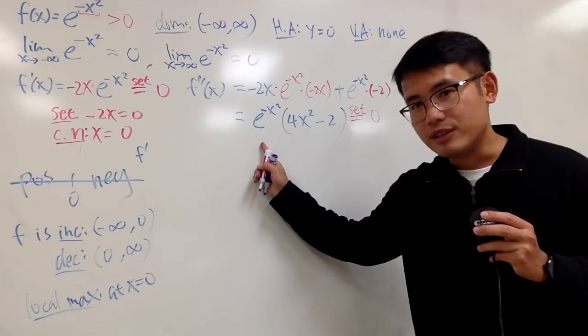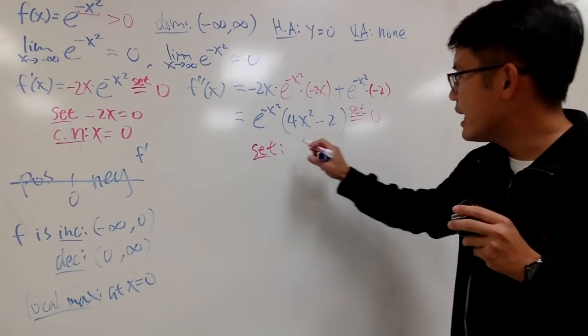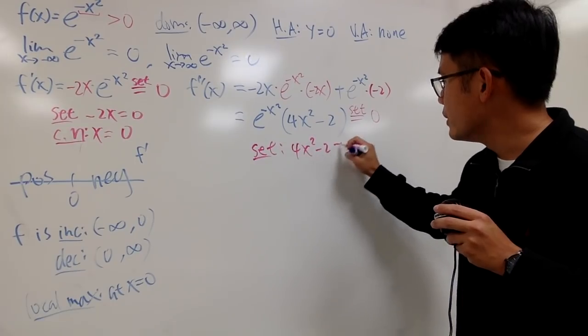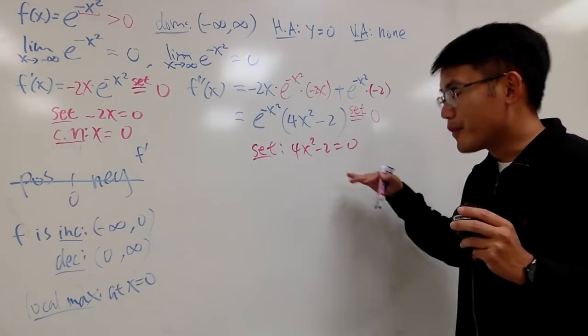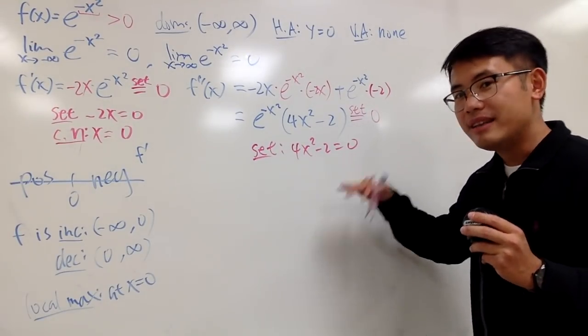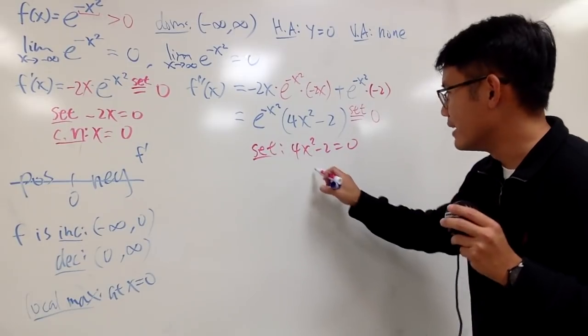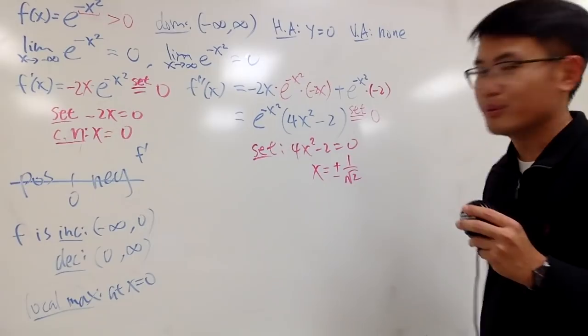This is never 0. This is all we care, right? We set 4x squared minus 2 equal to 0. You can move the 2 to the other side, divide by 4 on both sides, so you are saying x squared is equal to 1/2. Take the square roots on both sides, put a plus minus, you get x is equal to plus minus 1 over square root of 2.